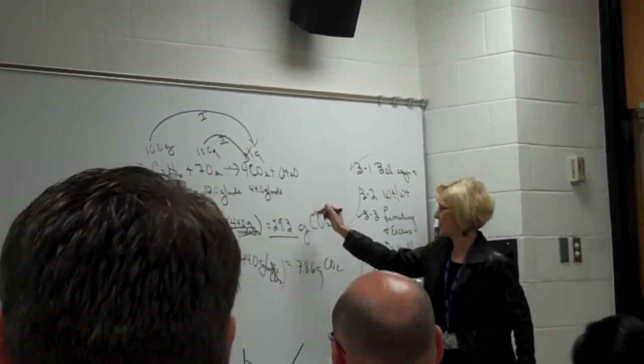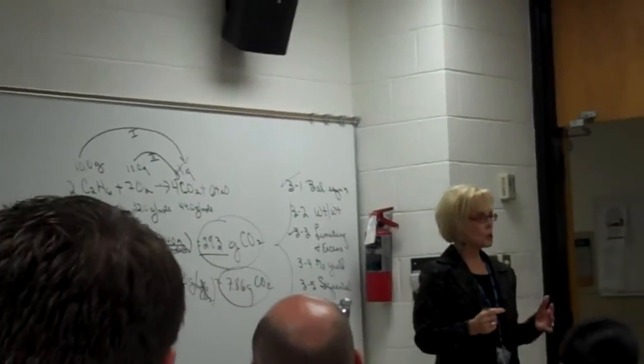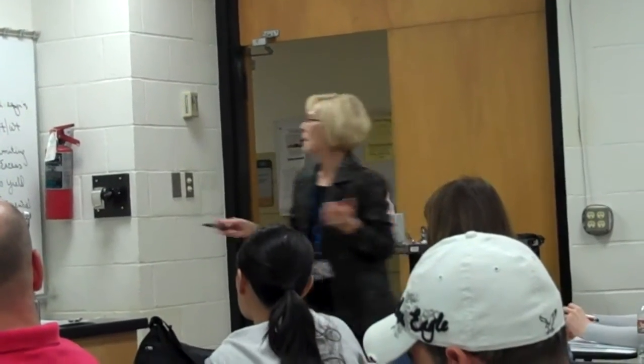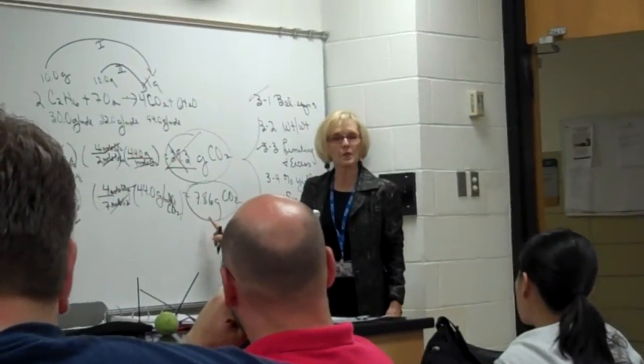Okay, now we have this and we have this. Multiple choice format. Answer A is 29.3. Answer B is 7.86. Answer C is the sum of the two. Answer D is the difference of the two. Answer E is the average of the two. What's our answer? B, this one, because you always go for the smaller amount.